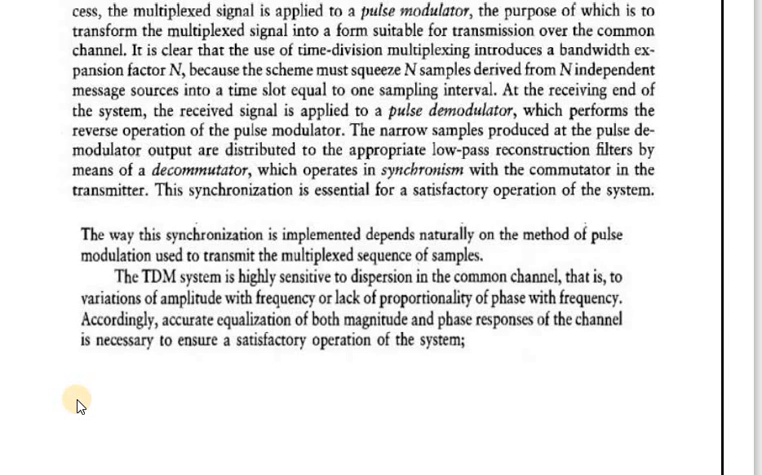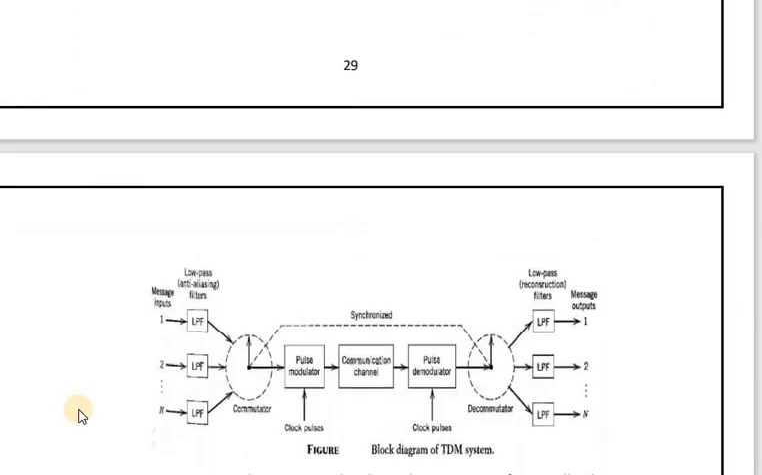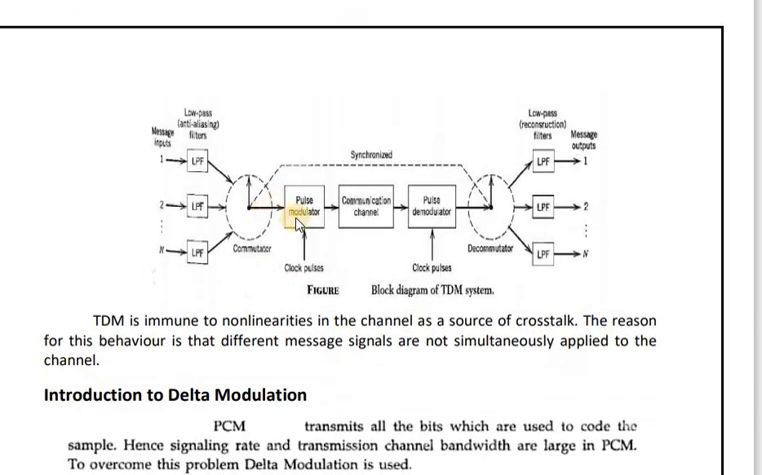Then this TDM signal is given to the commutator. The commutator output is given to the modulator. Depending upon your particular application, any modulation technique may be used, and the transmitted signal is given to the receiver through a particular channel. The demodulator again separates and demodulates your message signal, which is given to the decommutator. From there it is given to the low pass filter for reconstruction of your message signal. So this was about your TDM.